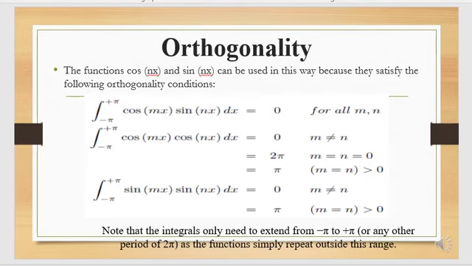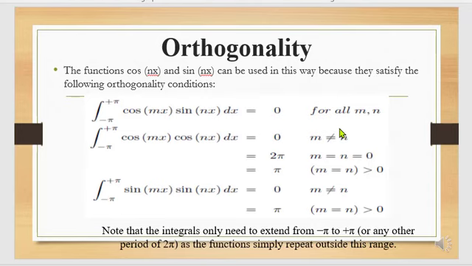Again I repeat, if we have to find an integration from a region minus pi to plus pi, and the function is the product of two functions, one sine and the other cosine, then this integration will be equal to 0 for all values of m and n. So we can say that the integral of sine nx cos mx dx from minus pi to plus pi is equal to 0 for all values of m and n.